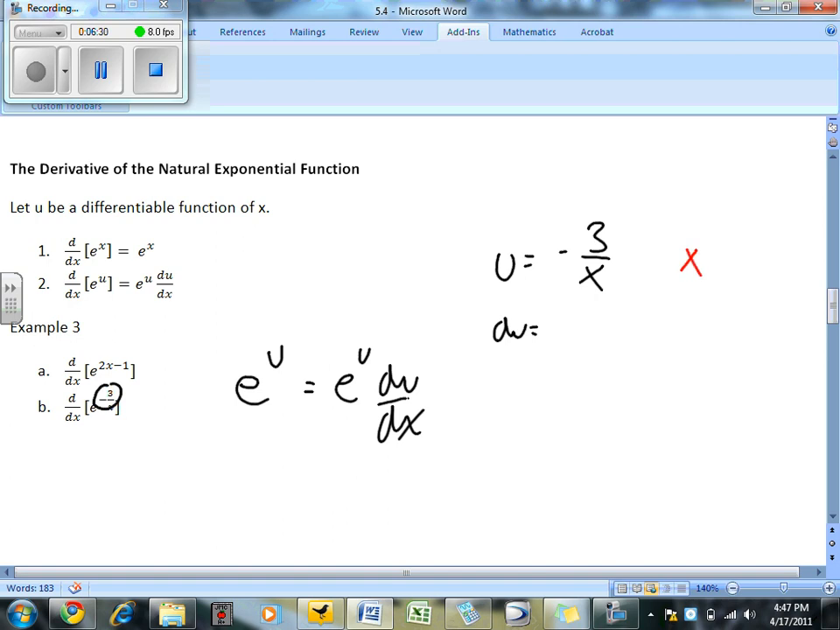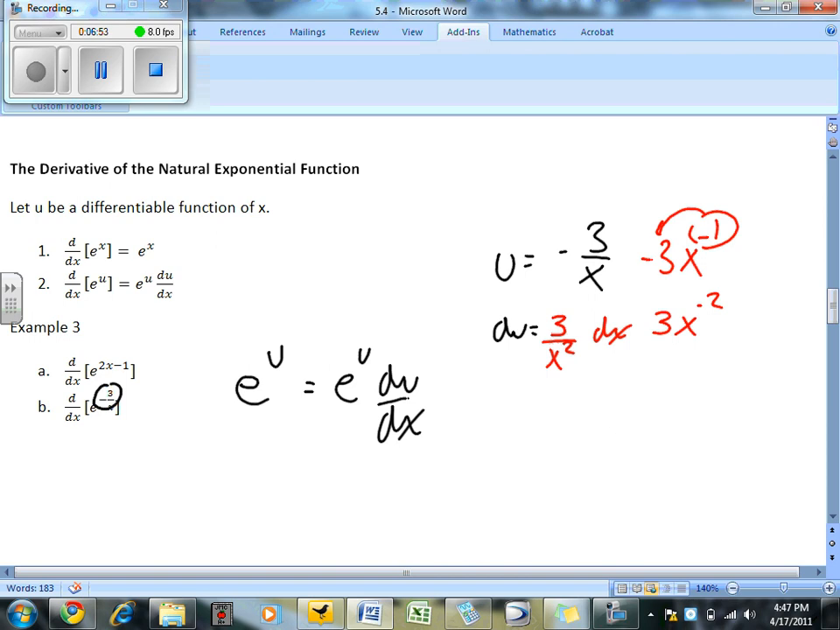So we'll have negative 3 x to the negative first power. Remember, when we take derivatives, we bring the power down and subtract 1 from the power. So we'll have a positive 3x to the negative 2. So my du is going to be a positive 3 all over x squared dx, and then we just bring our dx over and we have du dx.